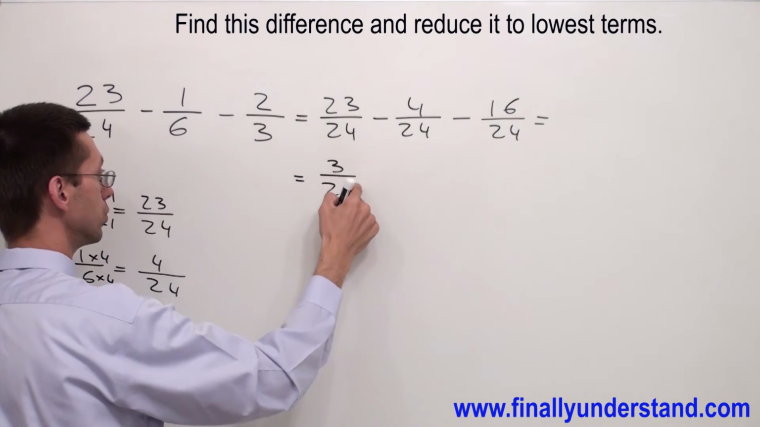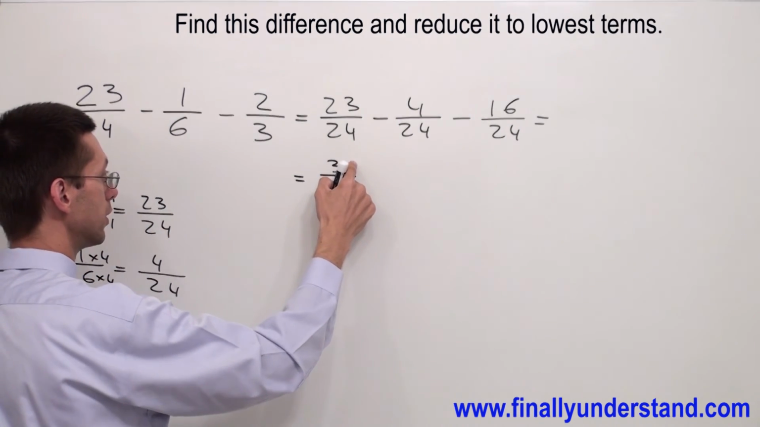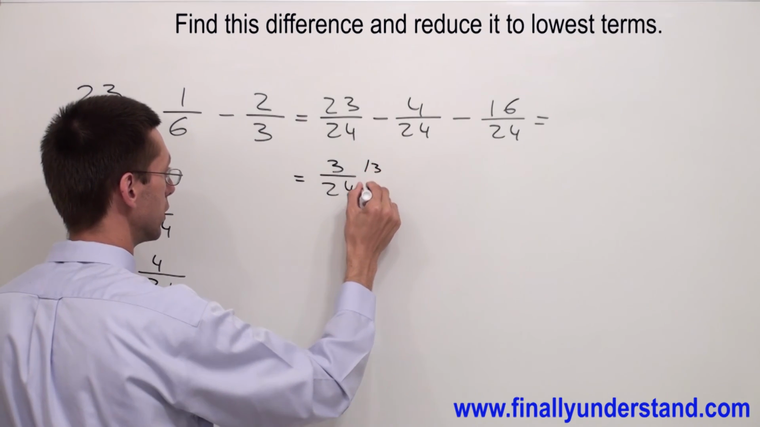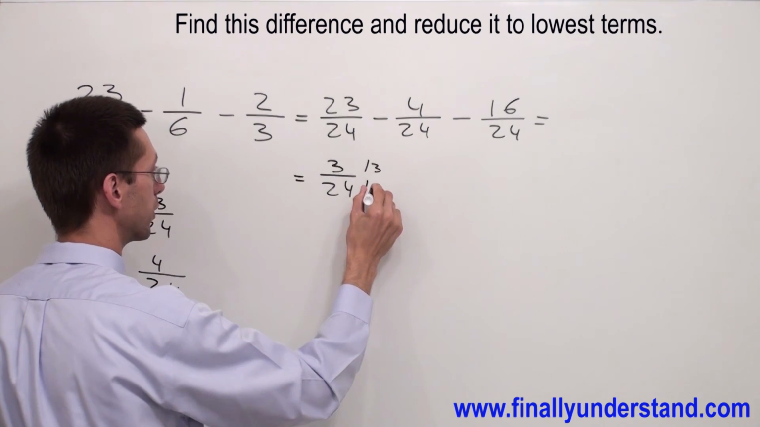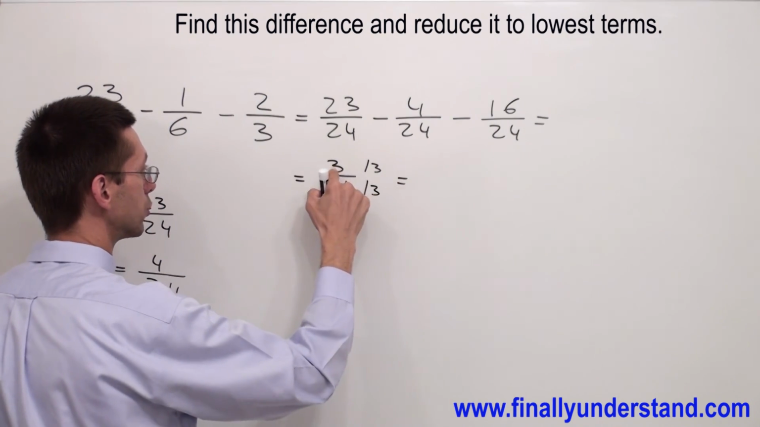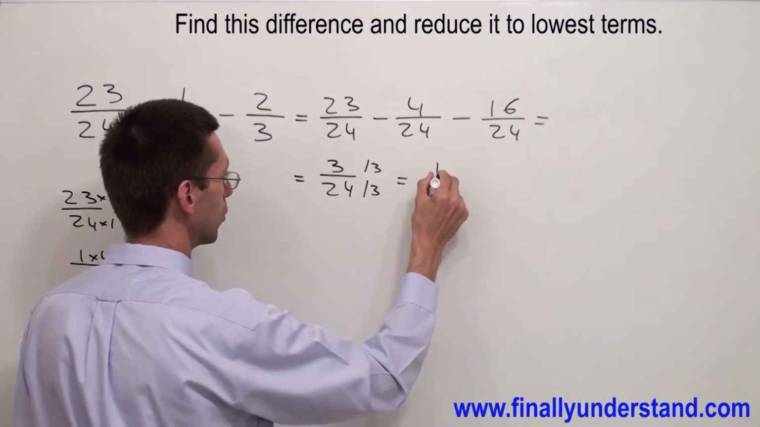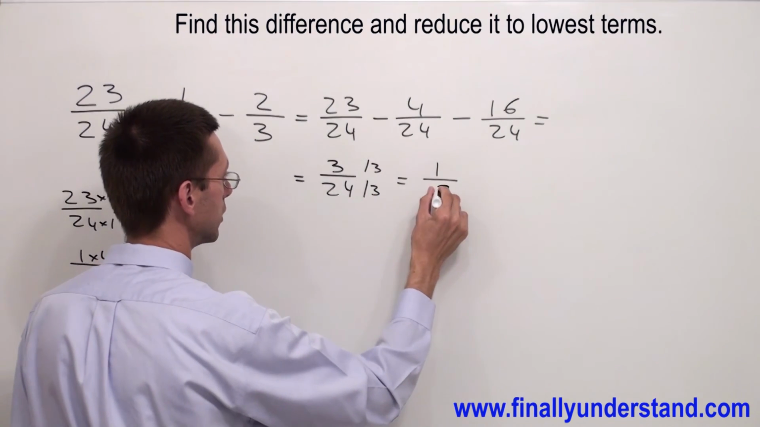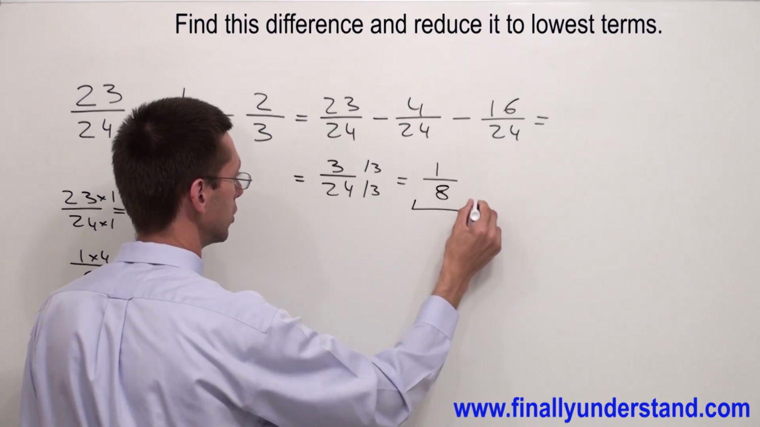Now look at these two numbers. I have 3 and 24. 3 is divisible by 3. And 24 is also divisible by 3. 3 divided by 3 is 1. 24 divided by 3 is 8. And this is the solution to my problem.